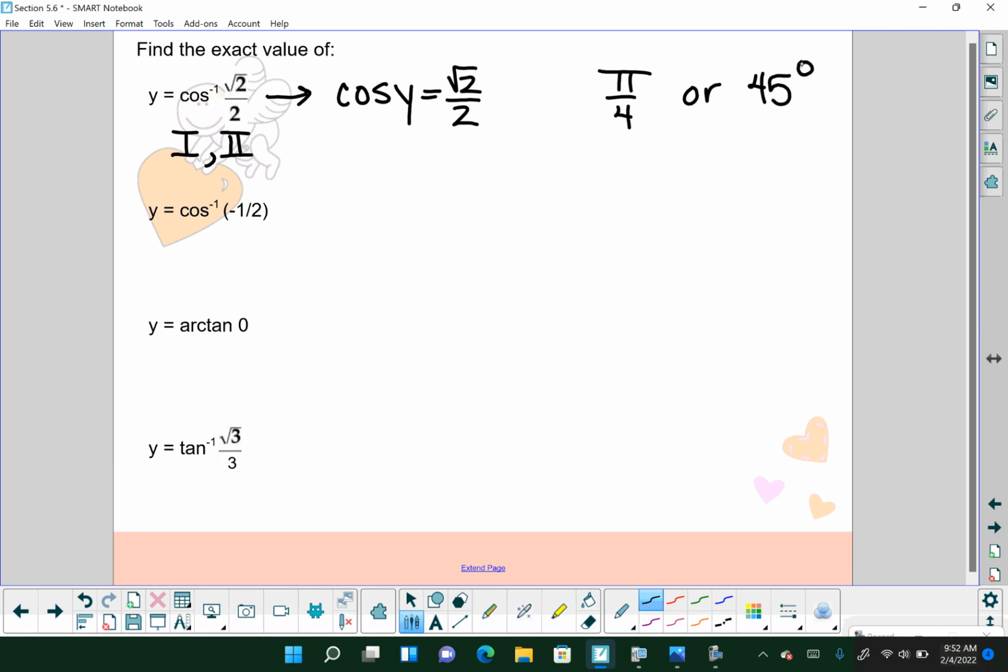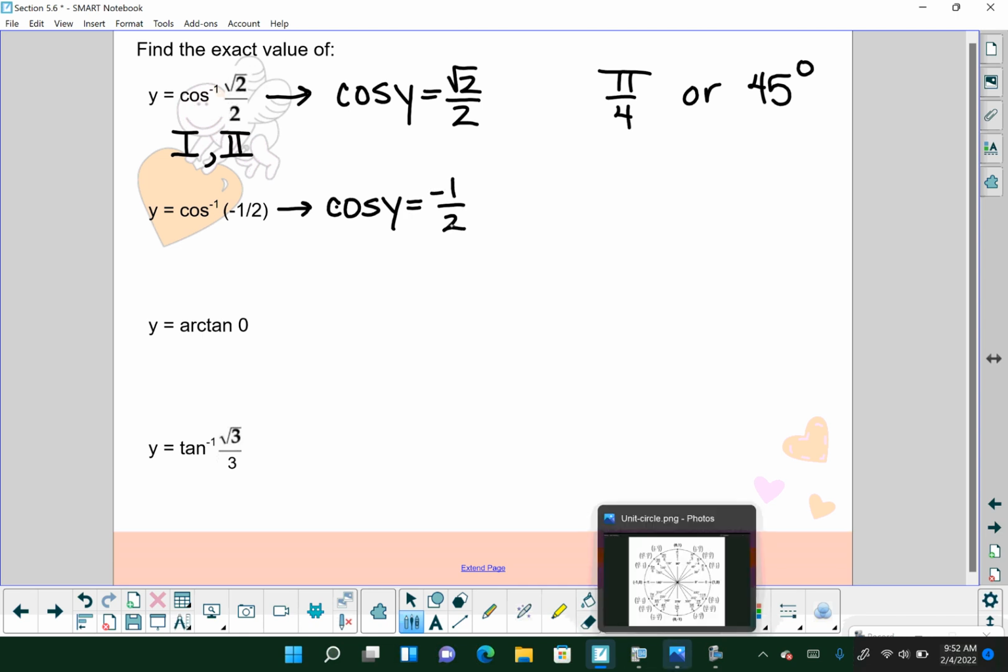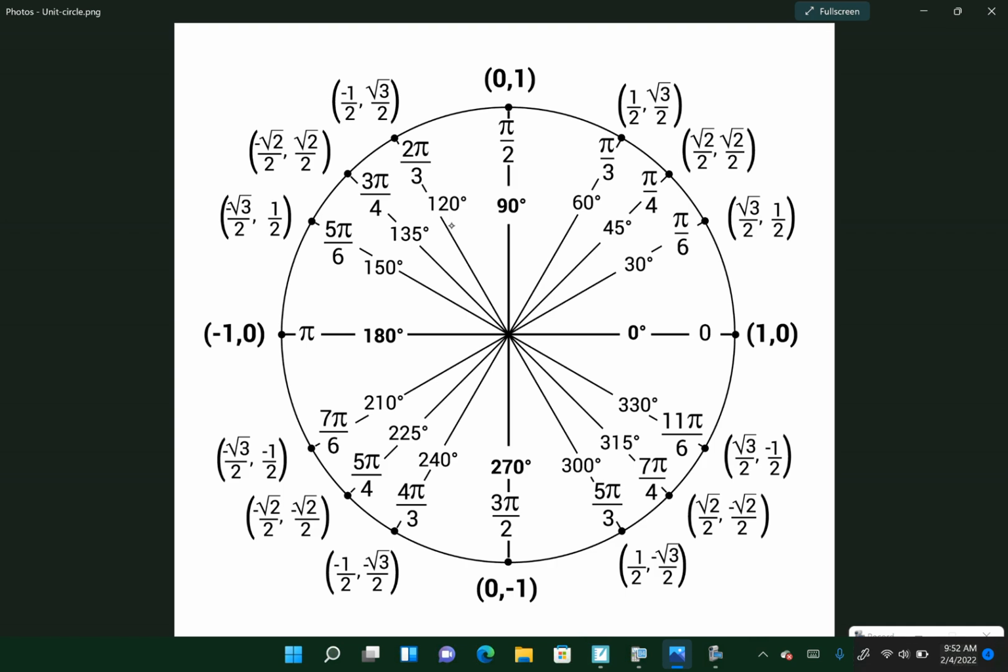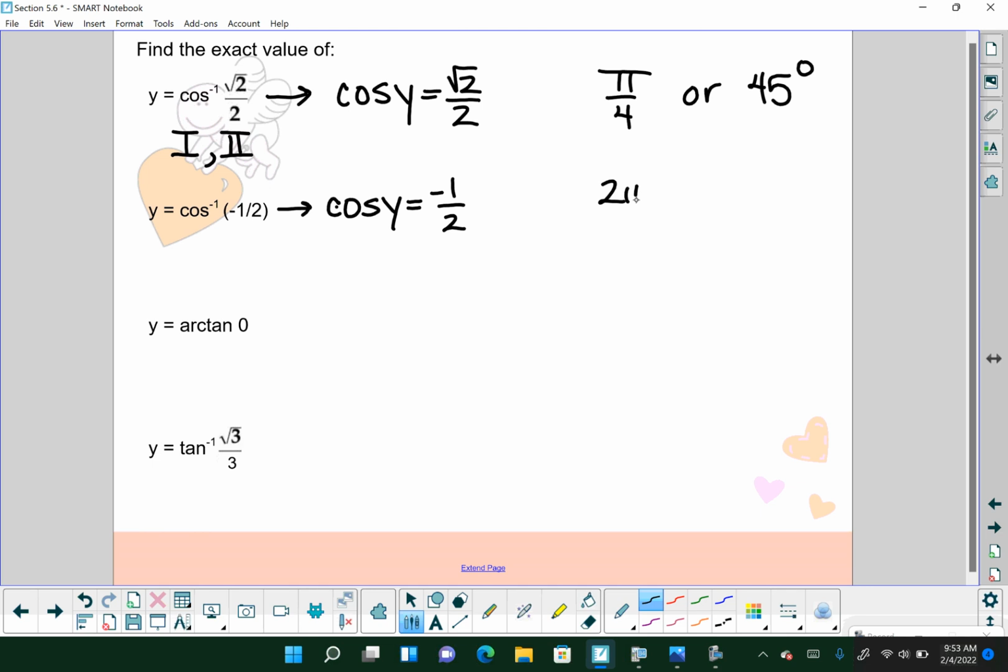Inverse cosine of -1/2. That means cosine of some angle y is -1/2. Again, to our unit circle, we're looking for where we have an x-coordinate of -1/2. My answer, you can see, is at 2 pi over 3 or 120 degrees. That answer is not in quadrant 4, so there's no need to adjust. Final answer, 2 pi over 3 or 120 degrees.